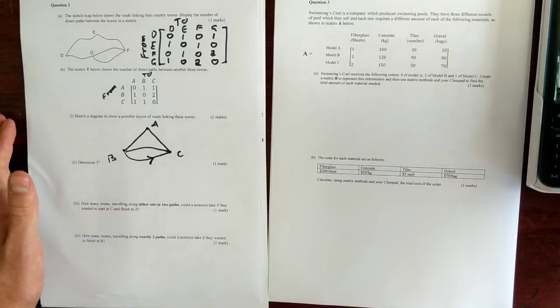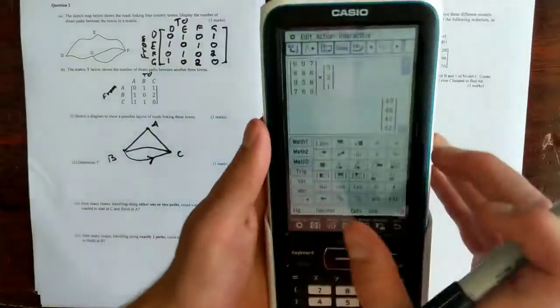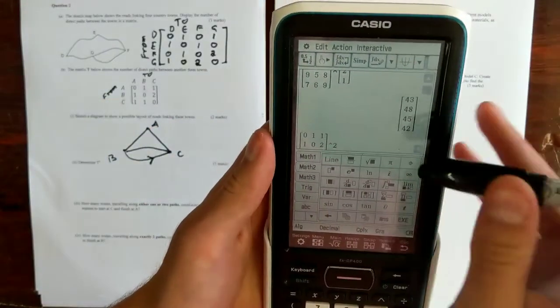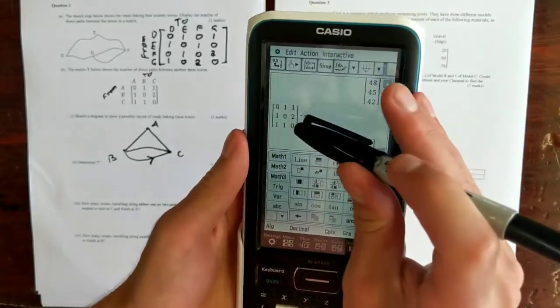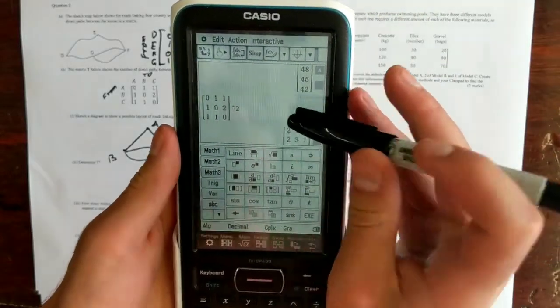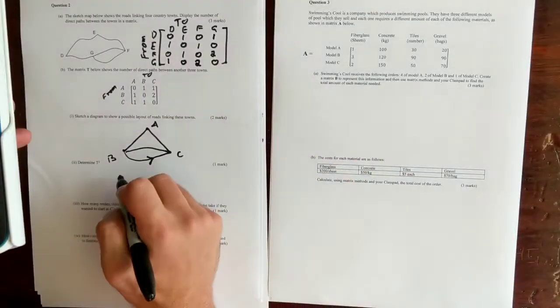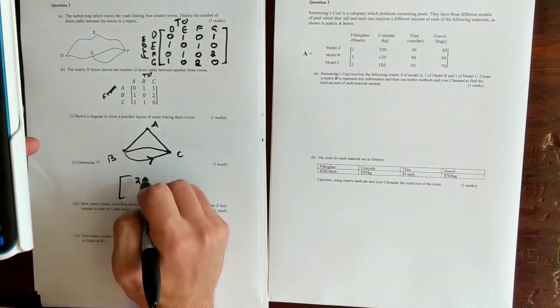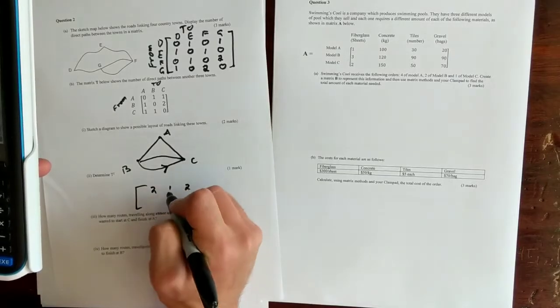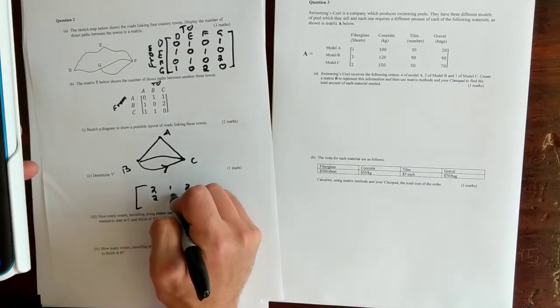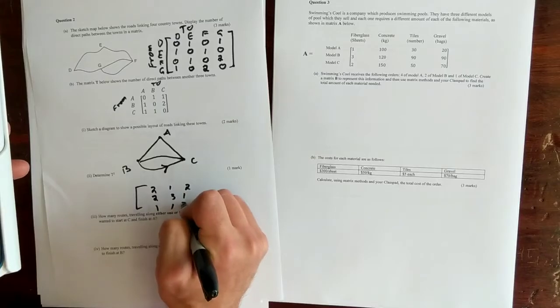Determine T squared. So again, I've done this one already. So I put the matrix T into my calculator and I square it, and I get this matrix here. 2, 1, 2, 2, 3, 1, 1, 1, 3.